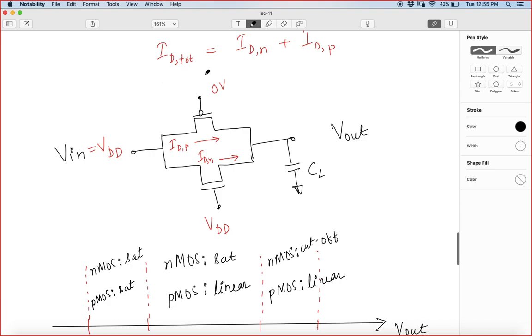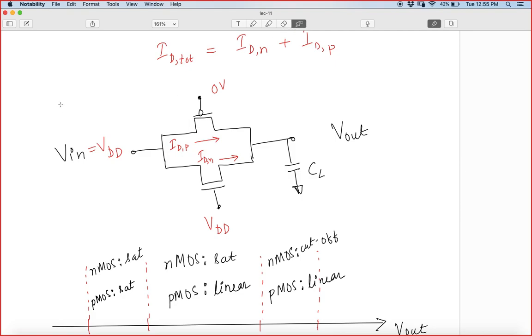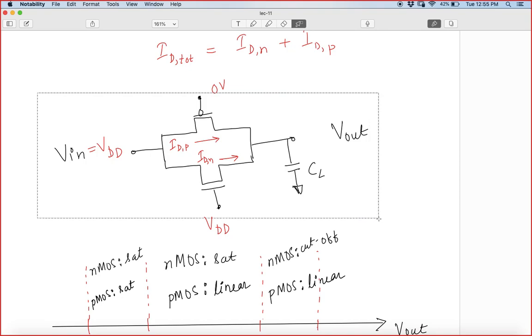So if I try to find out the equivalent resistance, then how does it happen? Let's try to find out. I should copy this figure again. Let me copy the previous one. Okay.